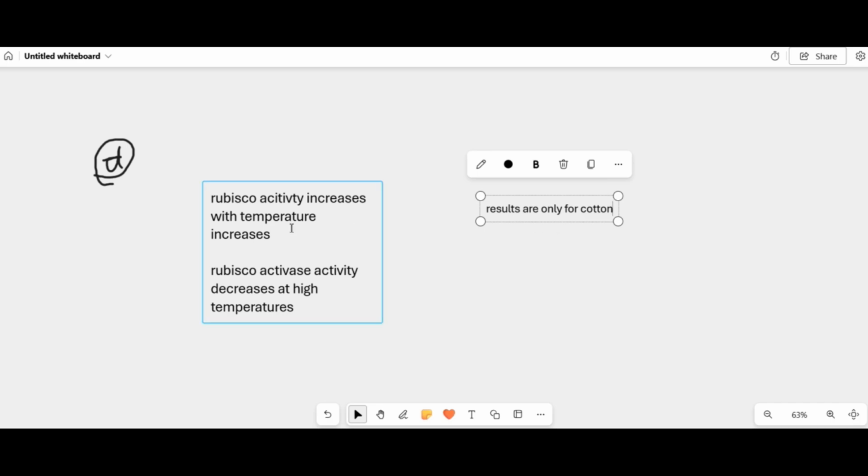So these are two positive things to enforce it. Now you talk about two negative things. So that's only for cotton, which means that it could work differently in other kinds of plants. And the second thing you want to say is that there's no statistical test done.